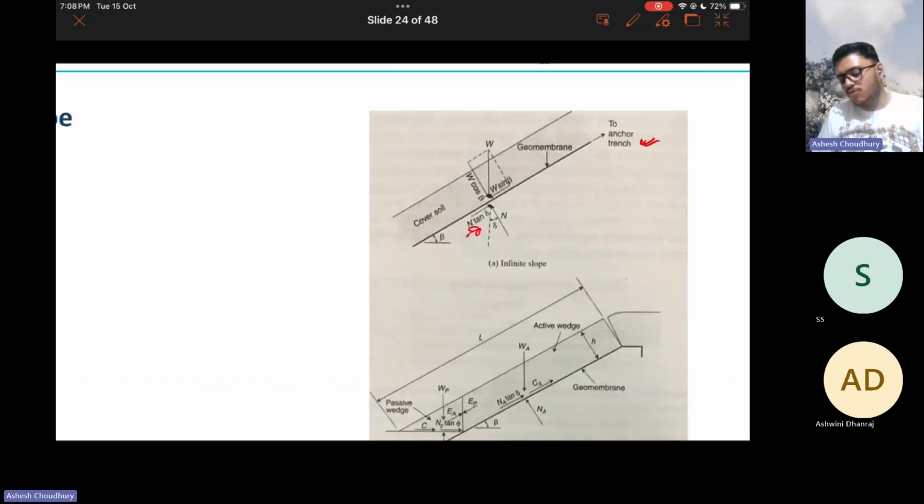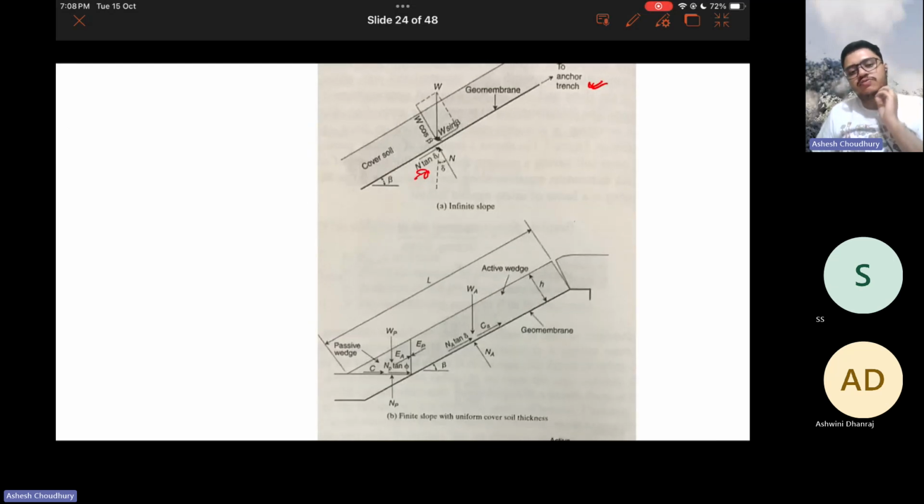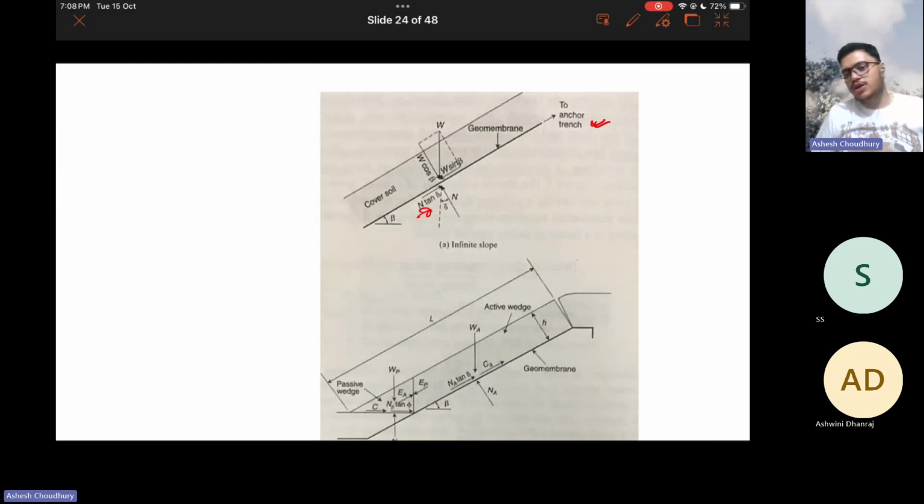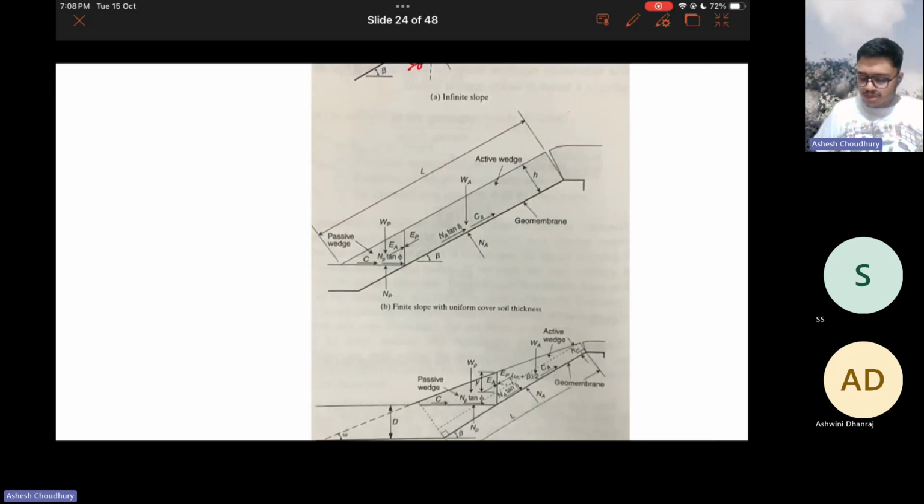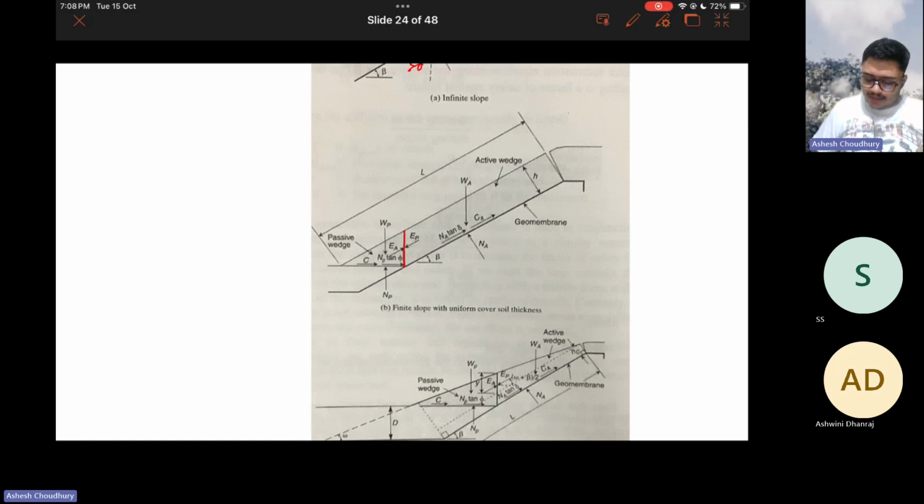So the first case is normal, it's the same as the infinite slope. You have the geomembrane, you have the cover soil above it, it's an infinite slope, so no issues, directly we'll get that. Now if it is a finite slope, then what happens? In case of finite slopes, you can see this wedge is different and this wedge is different. So this wedge is known as the active wedge. Why is it the active wedge? Because it is moving downward. And this triangular wedge that you see here, in the bottom, is the passive wedge.